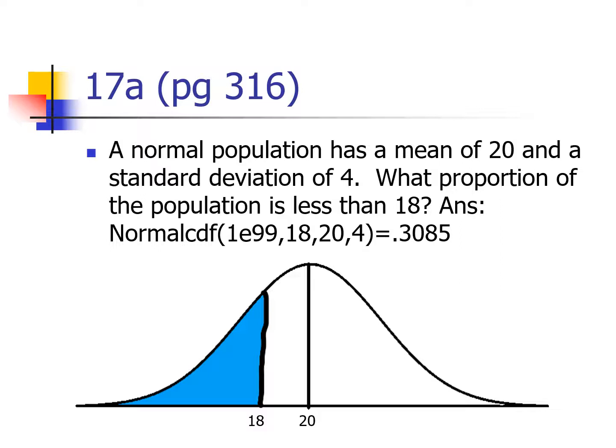So that should be normal CDF. I apologize for this typo that I'm seeing now for the first time. It should be negative 1 e to the 99, and then 18, and then 20 and 4. And we plug all that into our calculator, we get 0.3085. I'm going to see if I can fix that typo. You may still be looking at it and saying, what typo? But when I was narrating, there was a typo. I'll see if I can fix it without having to re-narrate this entire thing.